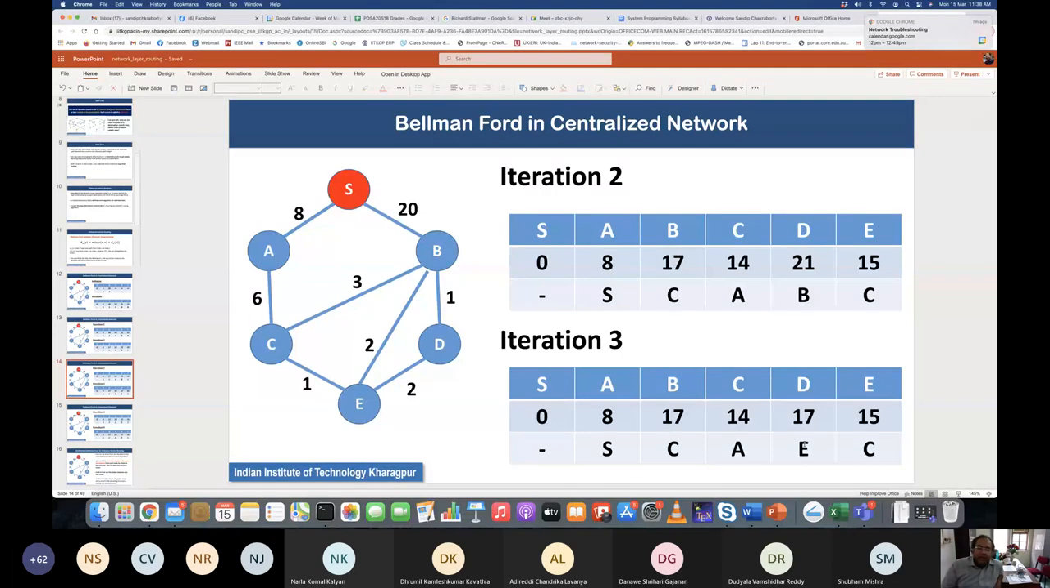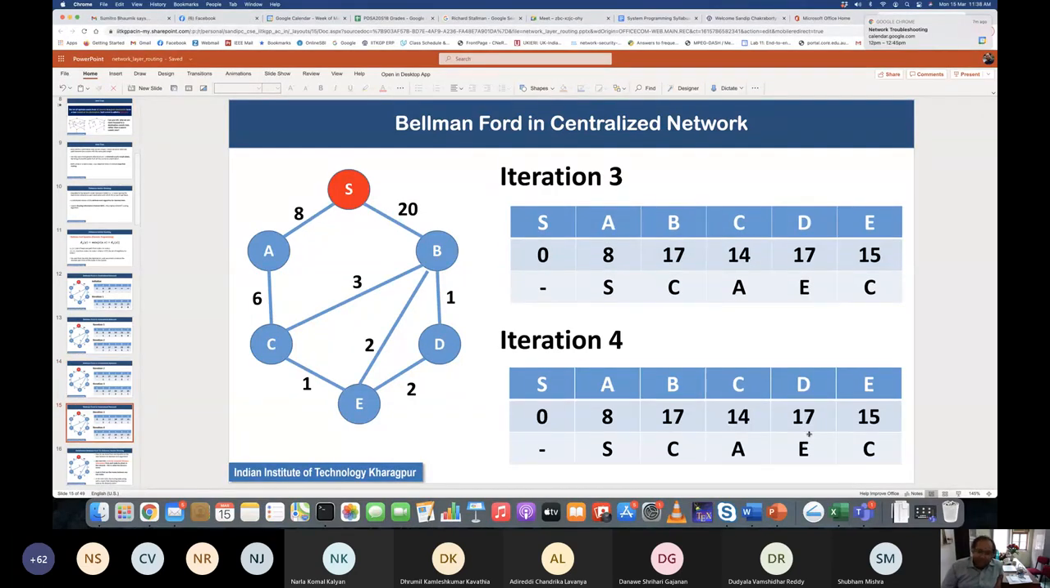Then in the next iteration, I see that nothing changes. After 4 iterations, my system converges, and I get the shortest paths from every node to S.